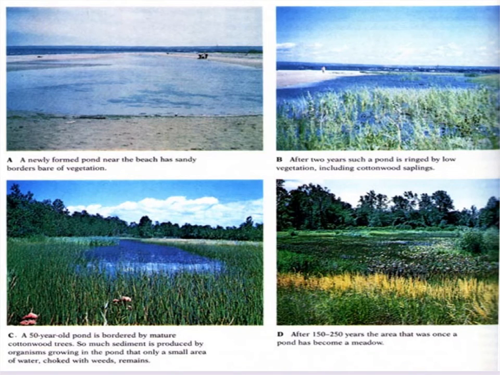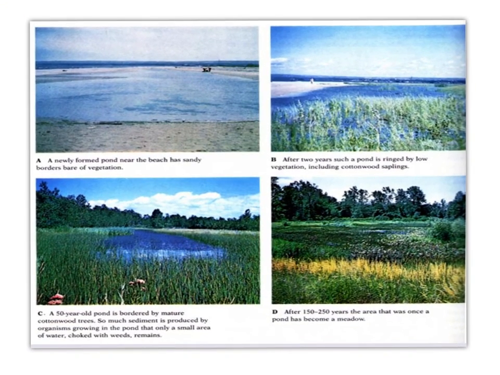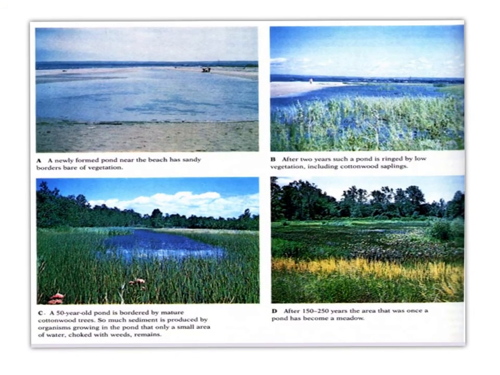So this is showing you succession in a pond. This would be a pond near a beach, and so it has sandy borders with no vegetation. So that's where we started here, and then we're here now. After 2 years, the pond is now ringed by low vegetation. So just some plant life coming in on the edges because there's more and more dirt coming in.